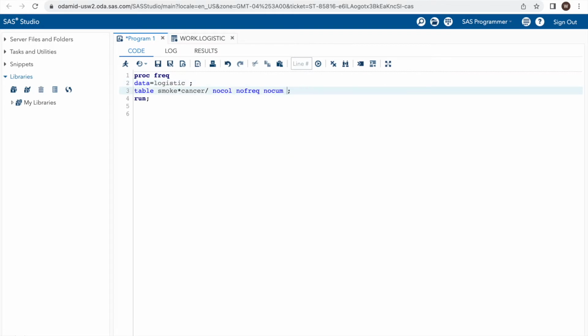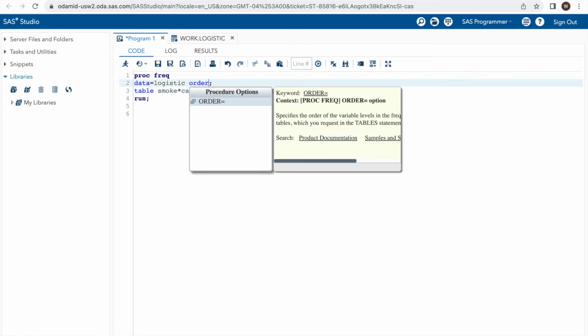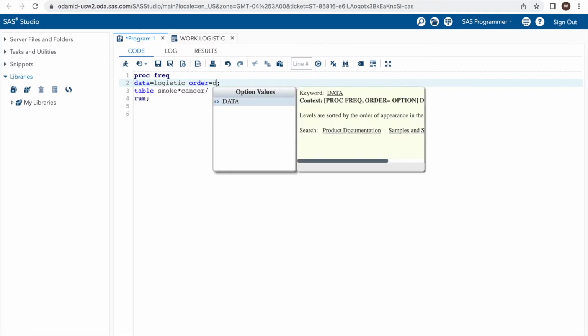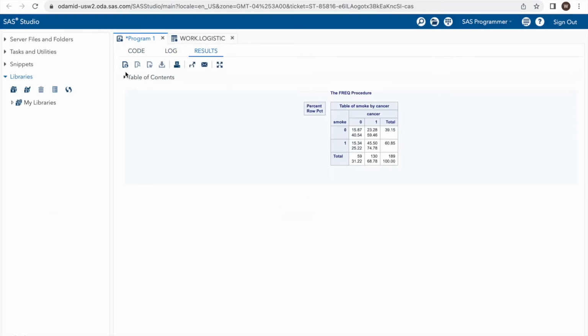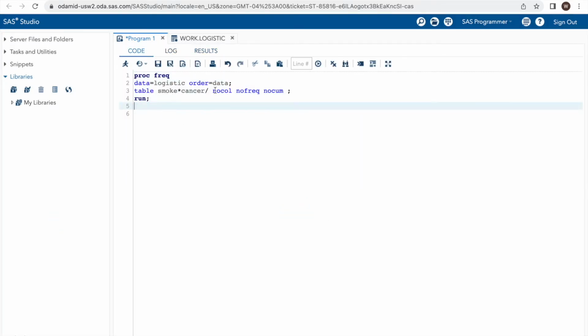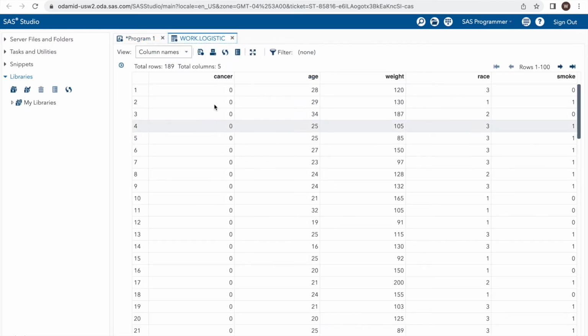Okay, so let's see now. It looks like what I told SAS to do here was order it the way it appears in the data, and the way it is, 0 is first, and that's not what we want.